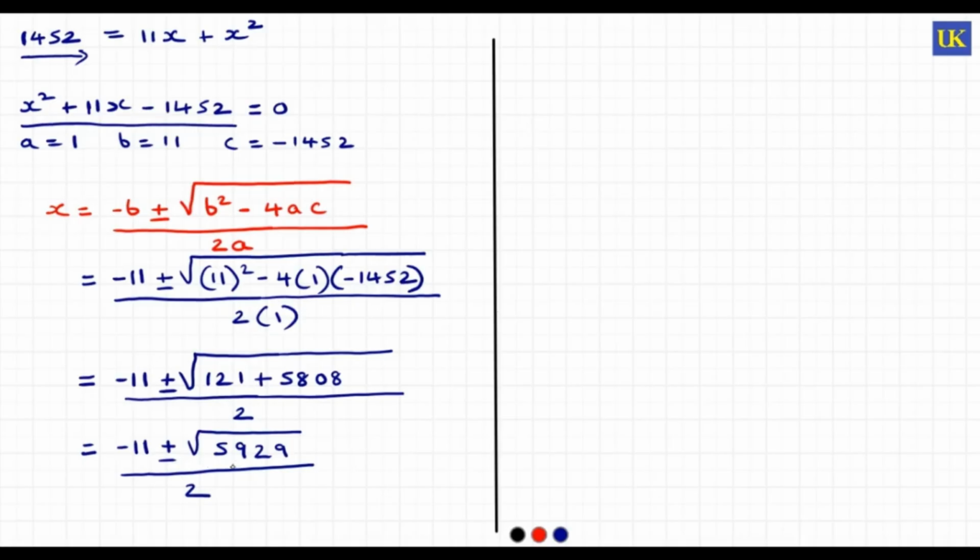Now what we will do, we have to remove this number from the square root. So I will find the factors of 5929. Okay, we'll find the factors of 5929.